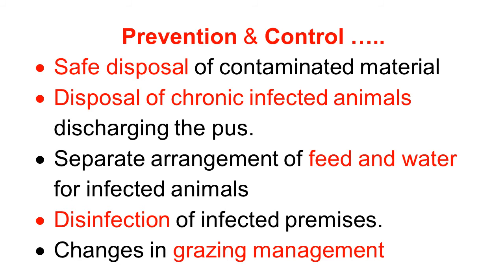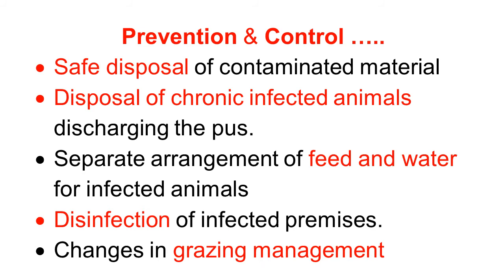Continue the discussion on prevention and control. Safe disposal of pus, any infected material, any dressing material or infected item should be properly disposed. All contaminated material must be properly disposed. Disposal of chronically infected animal also, those that discharge the pus. Some animals may not respond to the treatment and they are very chronic. Such animals should be disposed for stopping the infection in the other animals.